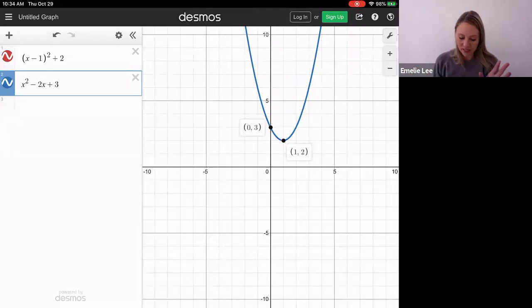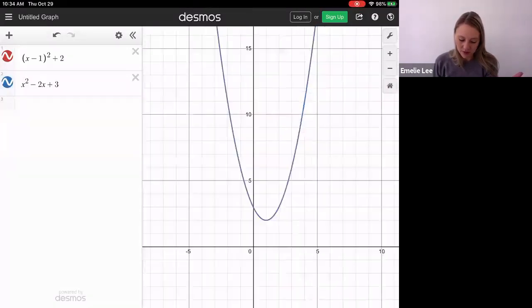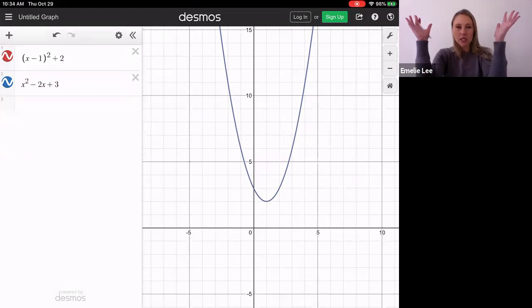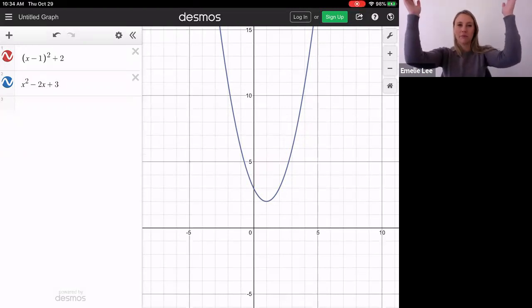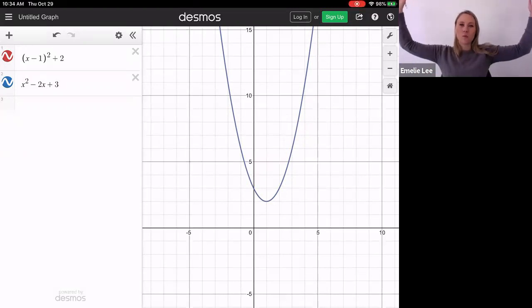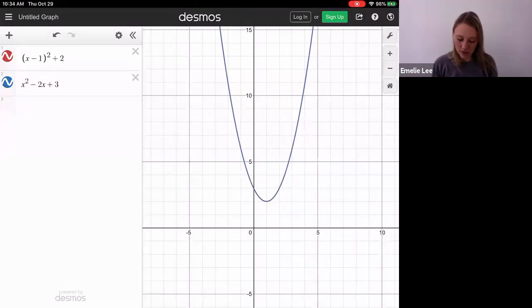From the sketch and from Desmos, we're able to say what the domain is. So the domain for a quadratic is always going to be from negative infinity to positive infinity. Even though it looks like it's tapering off, these parabolic arms are going to keep going and going to positive and negative infinity. So the domain for these things will always be all real numbers.